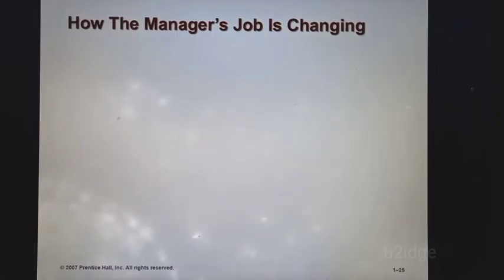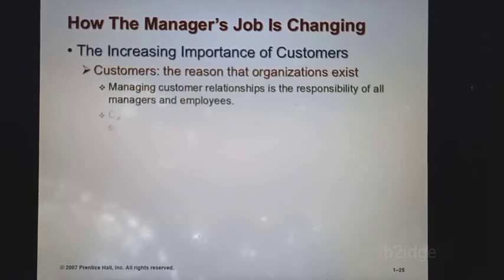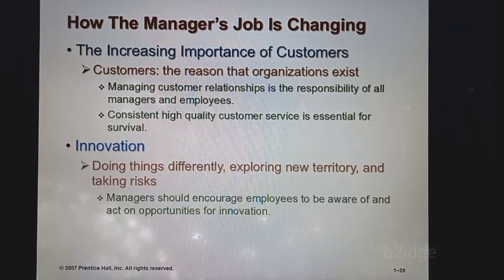So how is the manager's job changing? The increasing importance of customers. Customers are the reason that organizations exist. Managing customer relationships is the responsibility of all managers and employees. Consistent, high-quality customer service is essential for survival. Next is innovation. Doing things differently, exploring new territory, and taking risks. Managers should encourage employees to be aware of and act on opportunities for innovation.